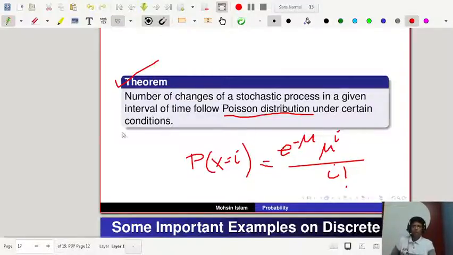So the number of changes of a stochastic process in a given interval of time: if you have an interval of time, the number of changes follows a Poisson distribution under certain conditions. You can see the theorem, but the theorem is not proved here. In this video I am not proving the theorem, I am just giving the statement of the theorem. The number of changes in a stochastic process in a given interval of time follows a Poisson distribution. So this is the Poisson distribution.